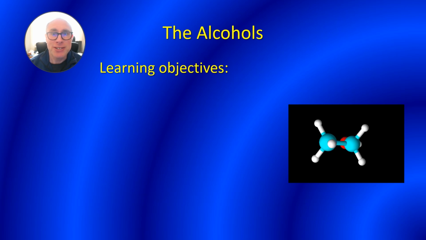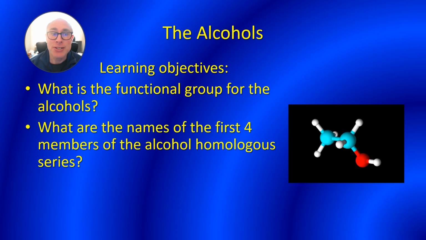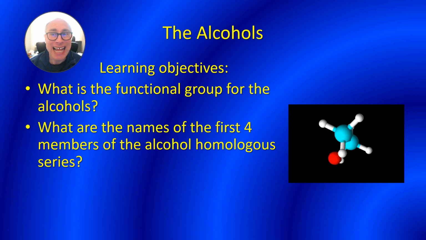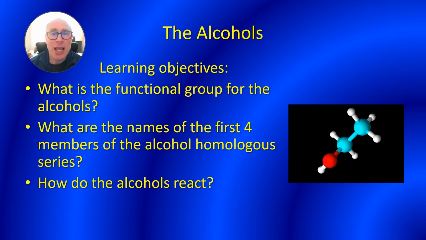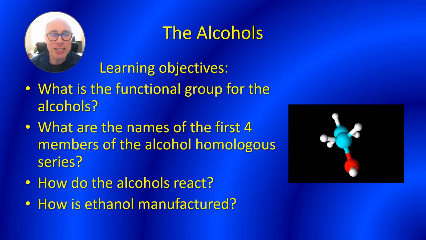In this video, what we're going to do is consider the alcohol homologous series. So we're going to look at the functional group for the alcohols. We're going to look at the names for the first four members of the alcohol homologous series and have a think about their isomers. We're going to have a look at the chemical reactions of the alcohols, or one chemical reaction in particular. And finally, we're going to consider how ethanol, which is an example of an alcohol, can be manufactured, and we'll compare and contrast two different methods for this manufacture.